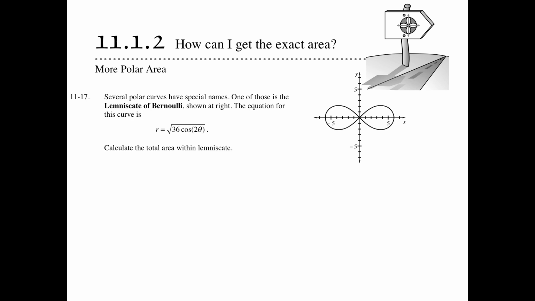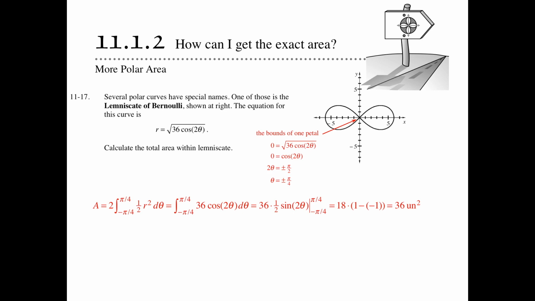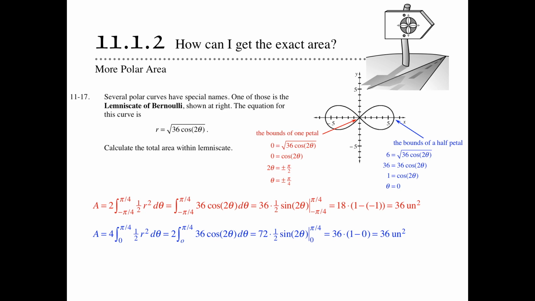And in that spirit, the rest of the problems in Lesson 11.1.2 will allow your students to practice applying the area formula for polar curves and to discover, through discussion and through experience, the most efficient ways to set up these sorts of problems. For example, the area contained by the lemniscate in problem 11-17 can be found in many ways. It all depends on which bounds students choose to focus on and how they might want to exploit the symmetrical behavior that most polar curves have.